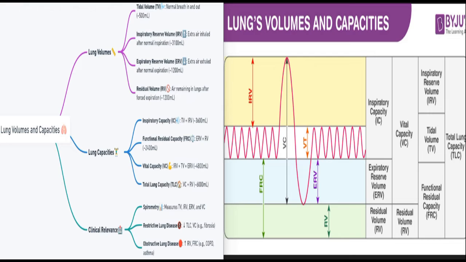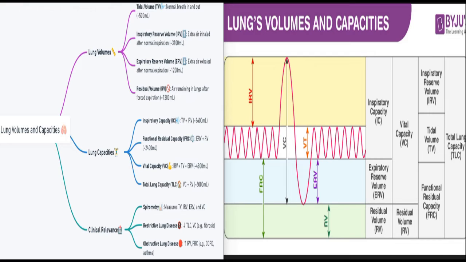fatigue. And when it comes to the significance of respiratory diseases, in obstructive lung diseases like COPD and asthma, the respiratory capacity is often decreased due to air trapping and increased residual volume. And reduced respiratory capacity limits exercise tolerance and contributes to breathlessness.